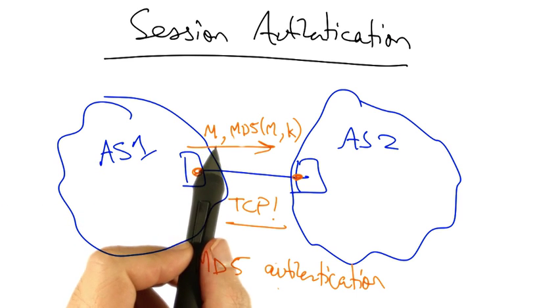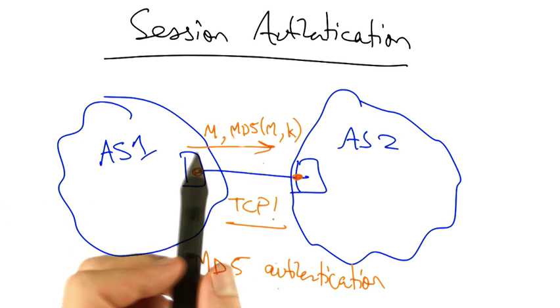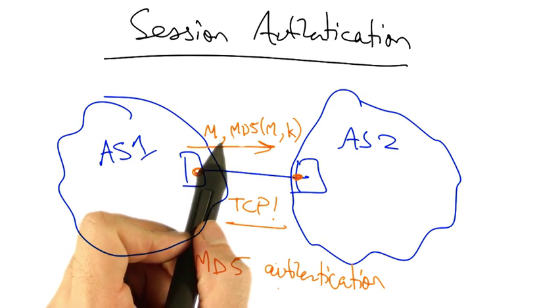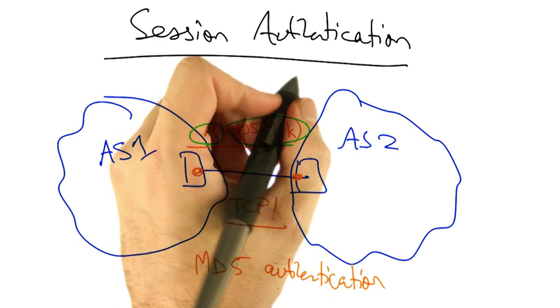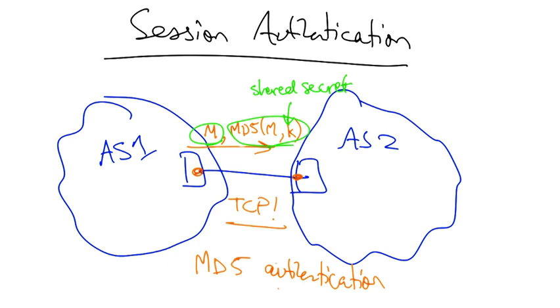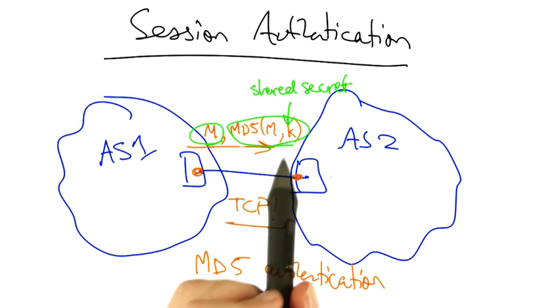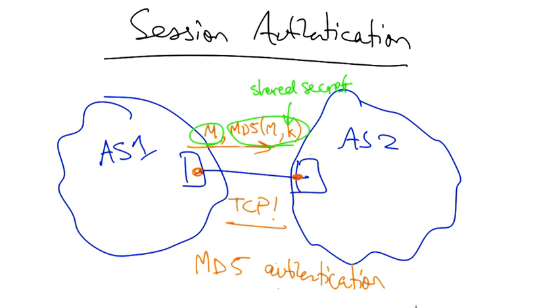In such a setup, every message exchanged on the TCP connection not only contains the message, but also a hash of the message with a shared secret key. Now, this key distribution is manual. The operator in AS1 and the operator in AS2 must agree on what that key is, and typically they do that out of band, for example, by calling each other on the phone, and manually setting that key in the router configuration. But once that key is set, all messages between this pair of routers are authenticated.